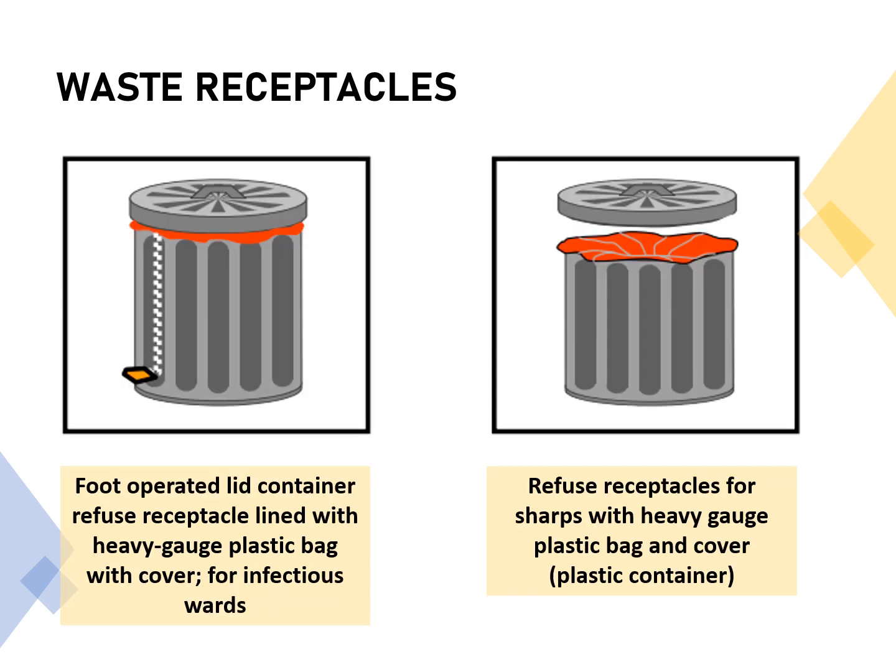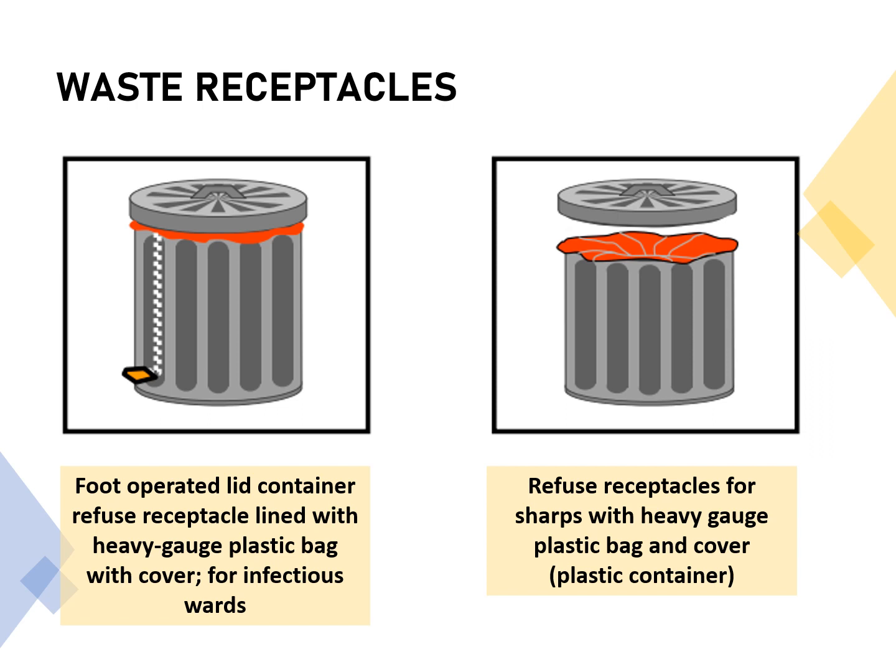Another type of waste receptacle is the foot-operated lid container refuse receptacle, which is lined with heavy gauge plastic bag with cover. And this is usually found in infectious wards. So health practitioners working in an infectious ward don't need to use their hands to manually open or remove the cover of the receptacle. They can use their foot to press the yellow portion of the receptacle, and automatically the lid will open and they can discard directly anything that they are holding that is considered infectious waste.